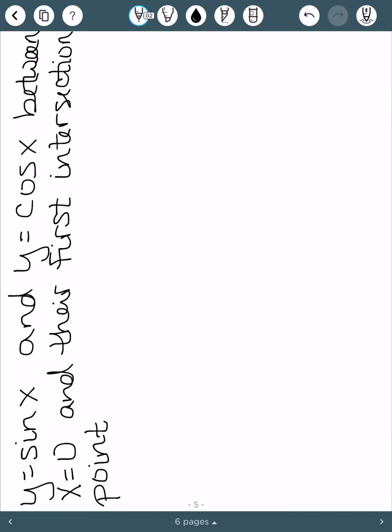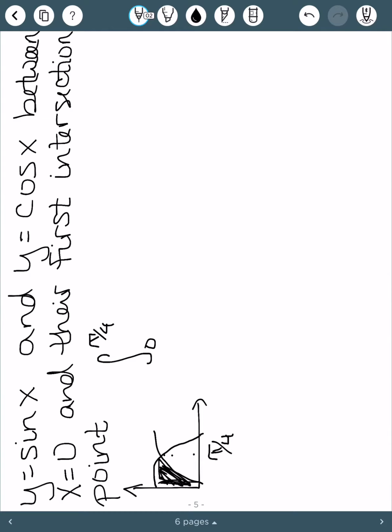Our next example, we're going to look at sine of x and cosine of x between x equal to 0 and their first intersection points. So we have our first function, and then the second function looks like this. So we want this area here. So first we need to know this intersection point. And this just requires knowing a little bit about the unit circle and knowing that they're equal at pi over 4. So this is the integral from 0 to pi over 4.